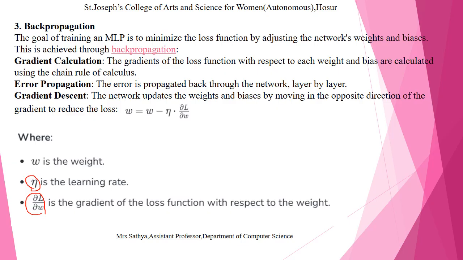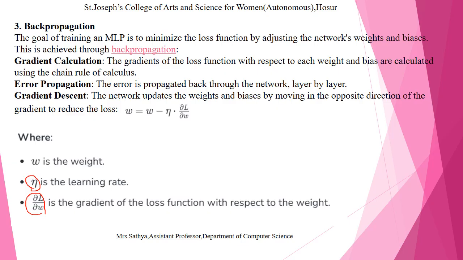Error propagation: the error is propagated back through the network layer by layer. Gradient descent: the network updates the weights and biases by moving in the opposite direction of the gradient to reduce the loss. The update rule is W equals W minus eta times delta L divided by delta W, where W is the weight and delta L divided by delta W is the gradient of the loss function with respect to the weight.